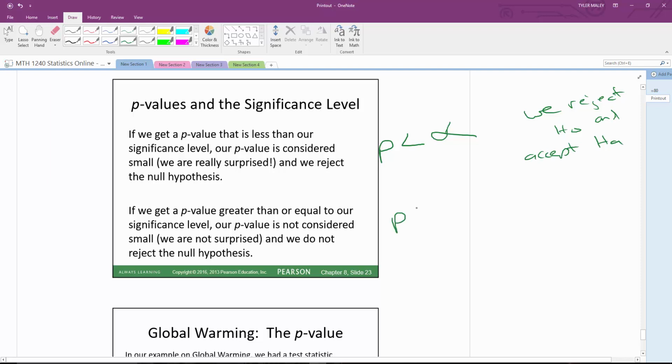But if we get a p-value greater than alpha, then we fail to reject. In other words, we say that there's not enough statistical evidence to reject the null hypothesis. That does not mean we accept the null hypothesis to be true; we just don't have statistical evidence to believe otherwise.